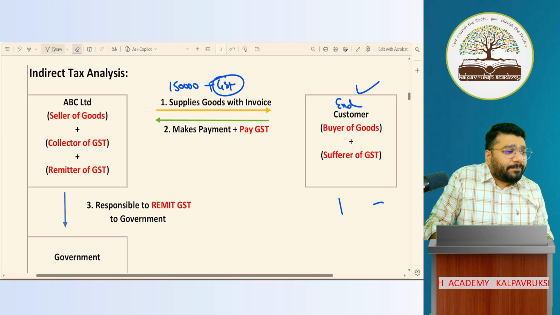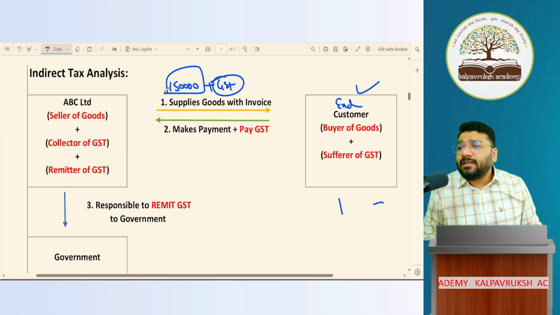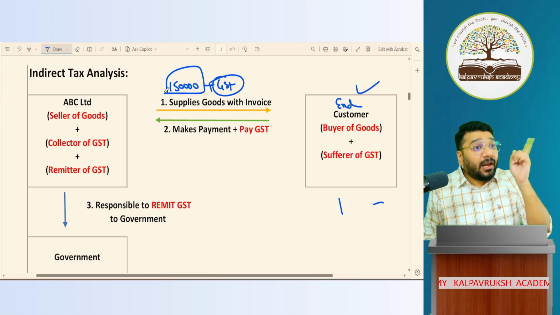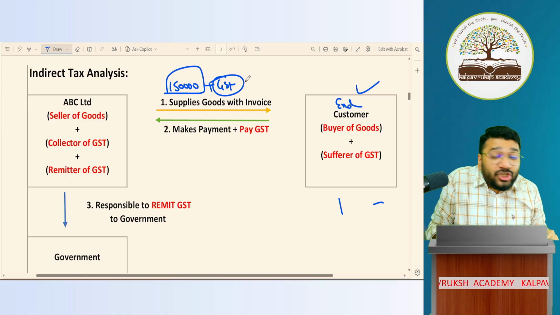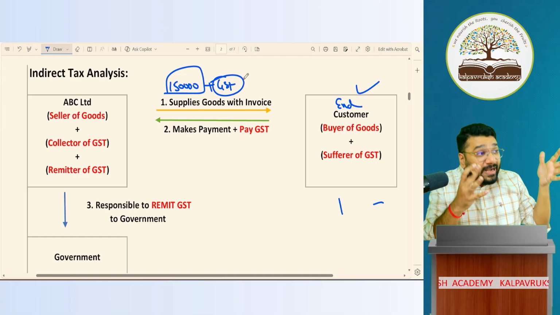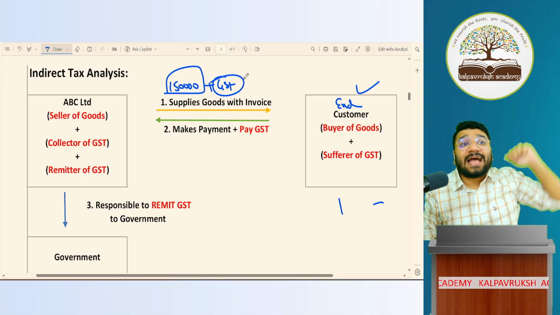Now, let's come back to the example. So the shopkeeper is selling the iPhone for 1,50,000 rupees. Along with that, what is he supposed to remember? He should remember to collect GST also from the customer. So he must collect both together. So GST is always added to the product value.